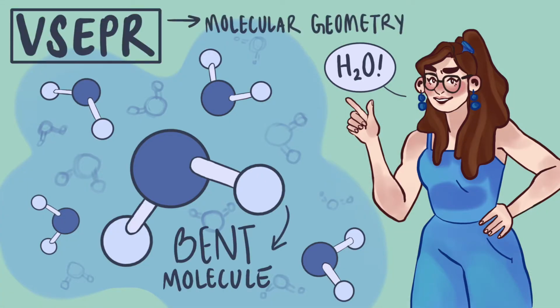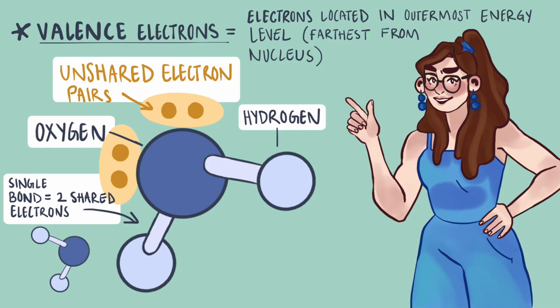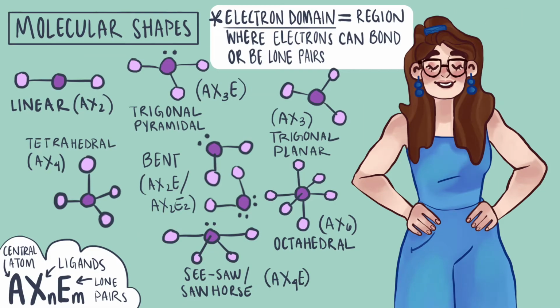According to the valence shell electron pair repulsion theory of molecular geometry, H2O is a bent molecule. This is because its central atom, oxygen, is sharing 4 out of 8 total valence electrons present through bonding with 2 hydrogen atoms that want to repel each other, while the remaining 4 valence electrons make up 2 unshared electron pairs bonded to oxygen.